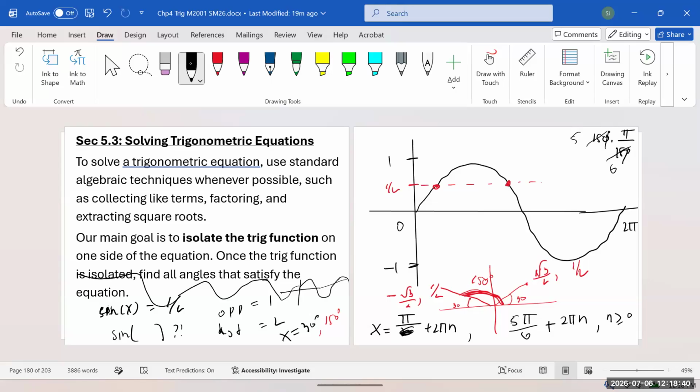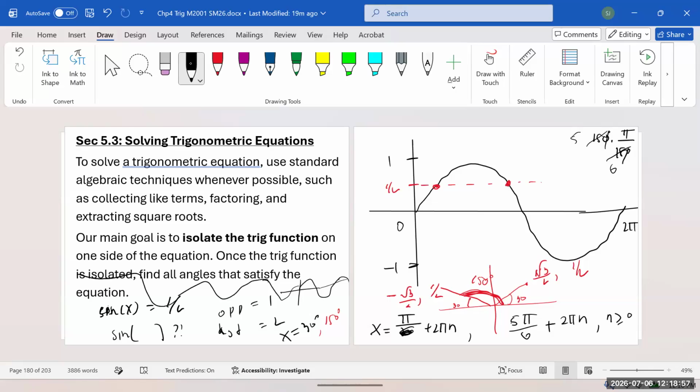It's 60 degrees, 30 degrees, right? So if you know the answer, just do it mentally. If you don't know the answer, for example, if I give you sine x equals 5/7, do you know what angle has a sine of 5/7? No idea. So we have to invoke the inverse sine.